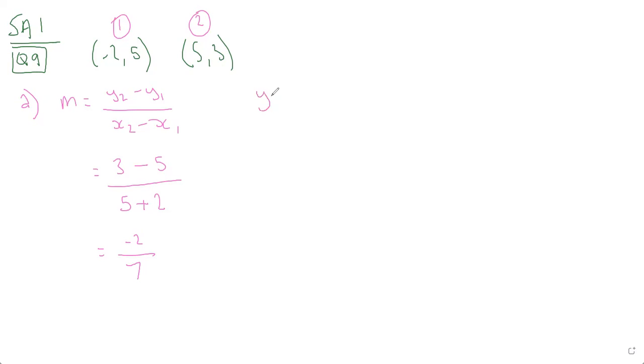So I'm going to use this formula. It doesn't matter whether I use point 1 or point 2. I'll use point 1 because I can. So y minus y1 equals m times x minus x1, and it's negative 2, so I have to add. So now I'm going to distribute my brackets.